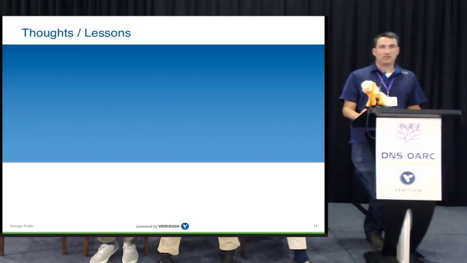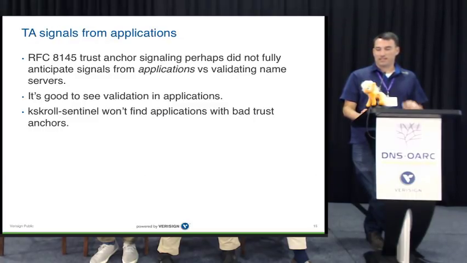So anyways, why are we here? Thoughts and lessons. 8145 trust anchor signaling perhaps did not fully anticipate signals from applications versus validating name servers, right? So in this case, Monero was using libunbound and doing the queries itself. It's good that there are some people out there that did this. KSK Sentinel wouldn't help in this case either.